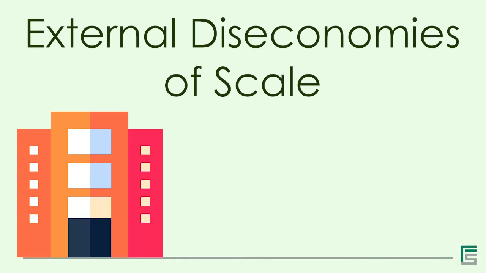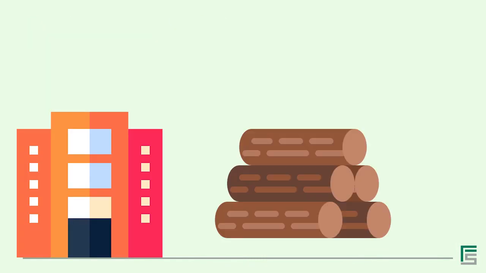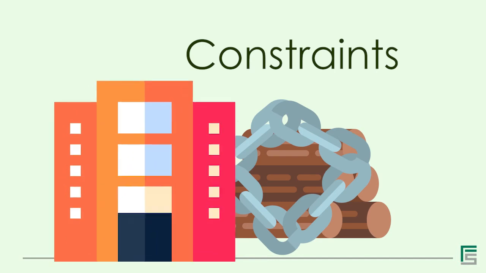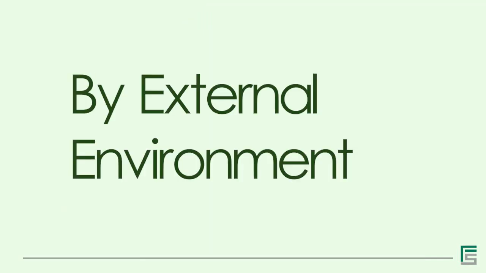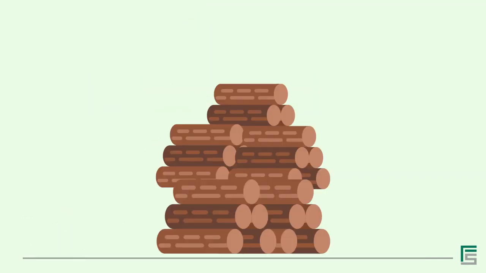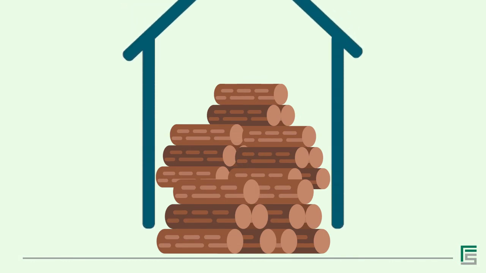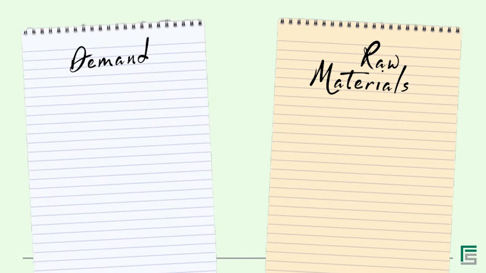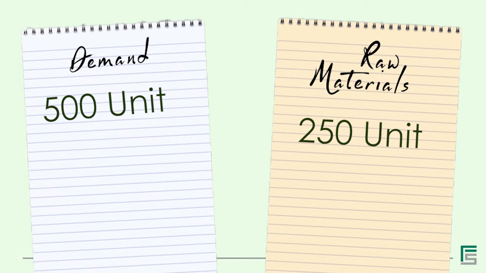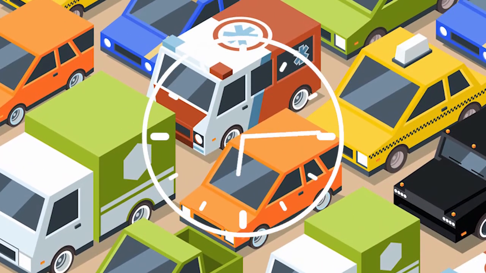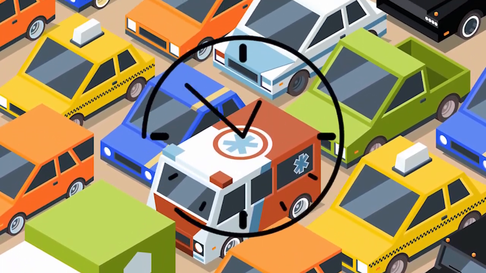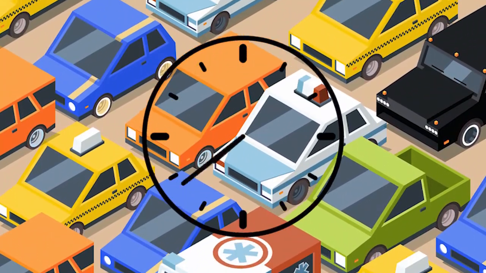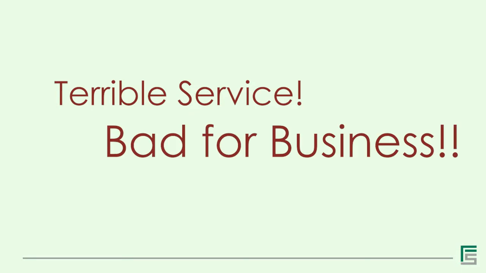External diseconomies of scale result from economic resource or other constraints imposed on businesses by the external environment. Typically, these include capacity constraints on raw materials and public goods. This occurs when a common pool of resources or local public goods cannot sustain the demands placed on it due to increased production. Imagine Gingerbread's home deliveries are hampered due to congestion on public highways and other transportation problems. Terrible service, bad for business.